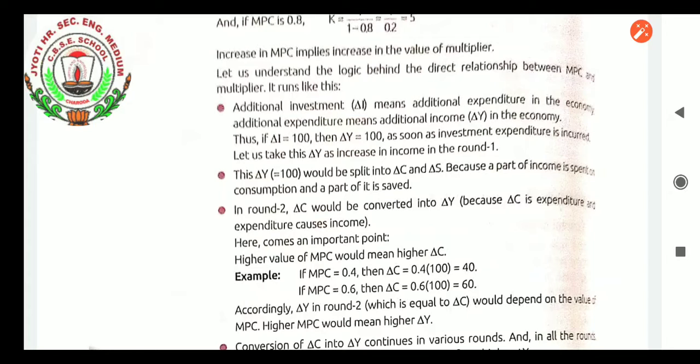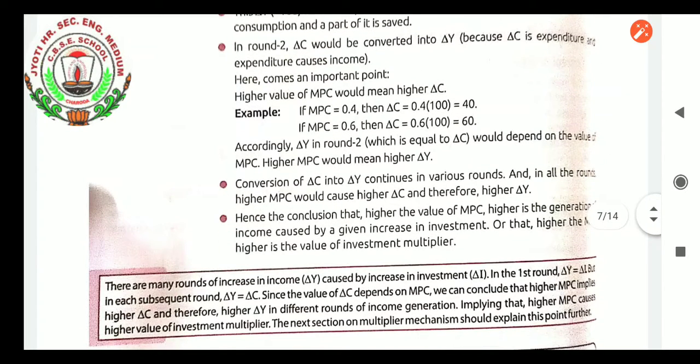In round number 2, delta C would be converted into delta Y, because delta C is expenditure and expenditure causes income. Here comes an important point. Higher value of MPC would mean higher delta C. If MPC equals 0.4, then delta C equals 0.4 into 100, that is 40.